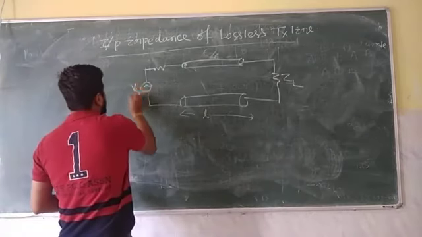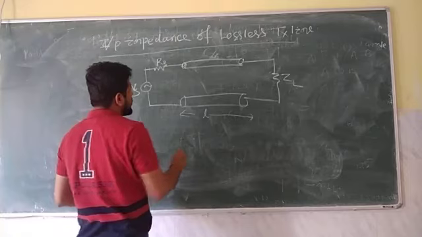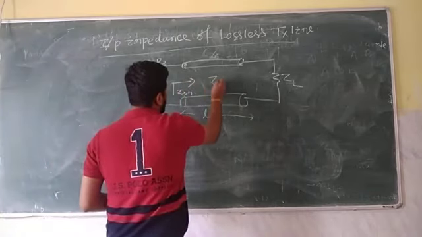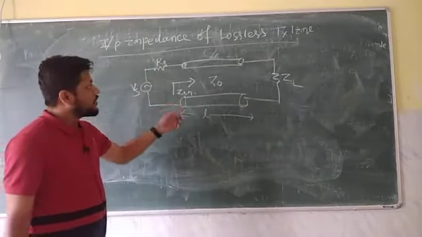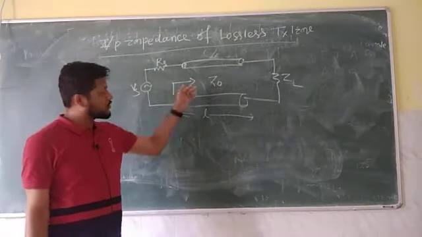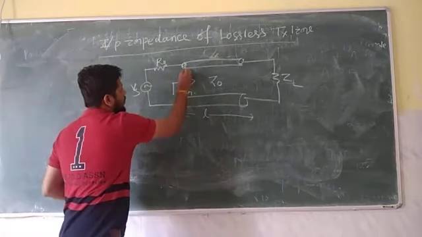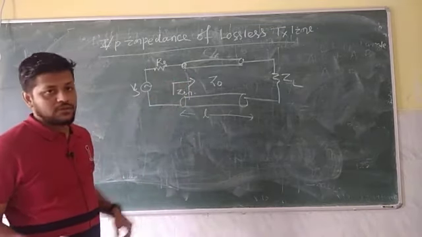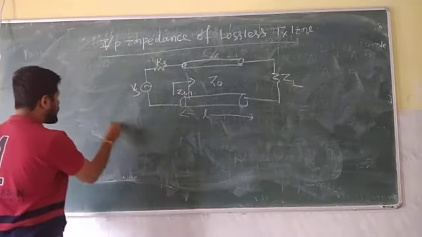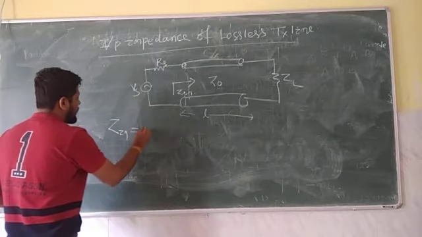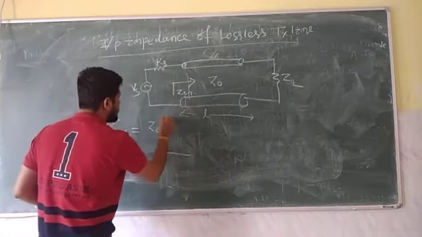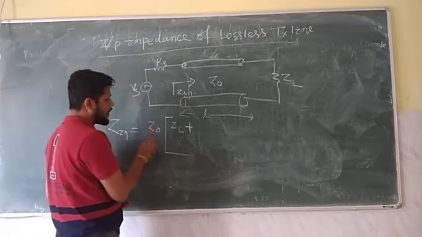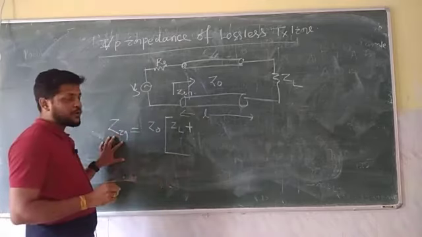And this is your source Vs. So the impedance seen here is Zin, and the characteristic impedance is Z0. So Zin is the impedance seen from the source. What will be the impedance here? There is an imaginary impedance. So the impedance seen here is denoted as input impedance Zin. So Zin is equal to, you need to remember this formula, Z0 times ZL plus, ZL is your load impedance, Z0 is your characteristic impedance, and Zin is your input impedance.